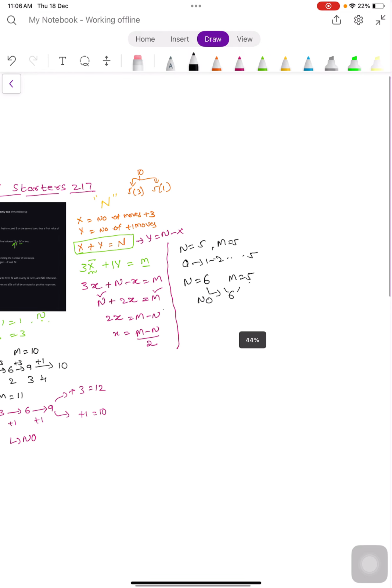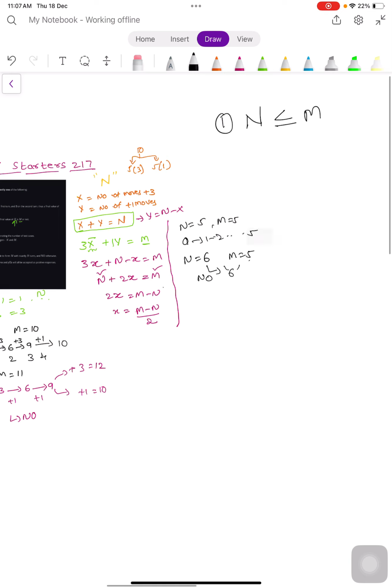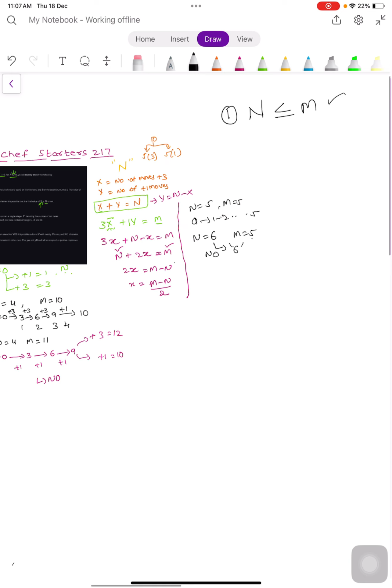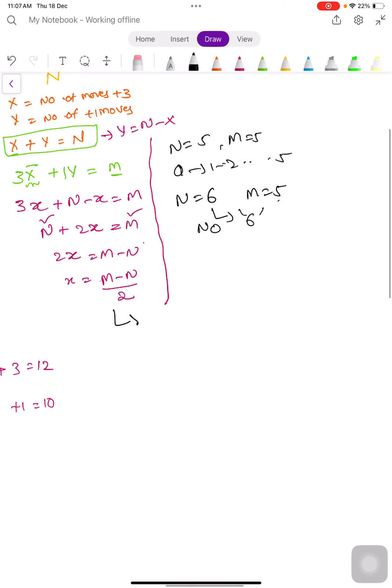So the first condition that I will check is n should be less than or equal to m. In this case, I can say the answer is yes. What could be the other cases? Let's see from this observation that we have made.